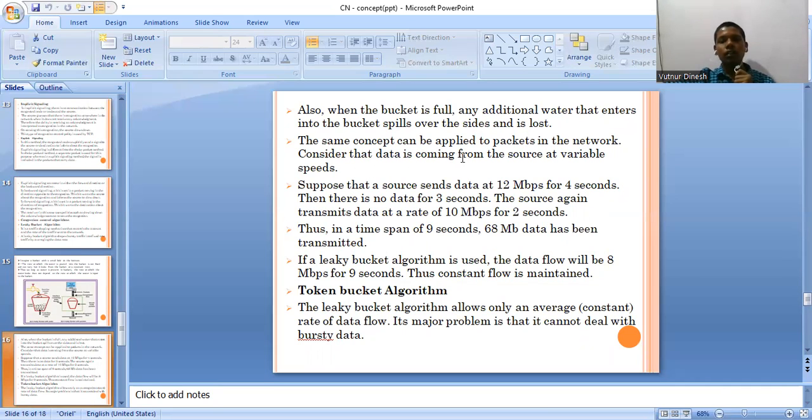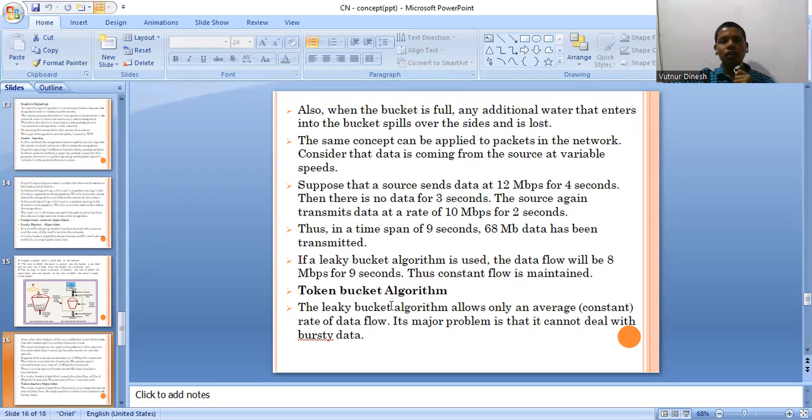Consider that the data is coming from the source at variable speeds. Suppose that a source sends data at 12 Mbps for 4 seconds, then there is no data for 3 seconds. The source again transmits data at a rate of 10 Mbps for 2 seconds. Thus, in a time span of 9 seconds, 68 MB data has been transmitted. If a leaky bucket algorithm is used, the data flow will be 8 Mbps for 9 seconds. Thus, constant flow is maintained.